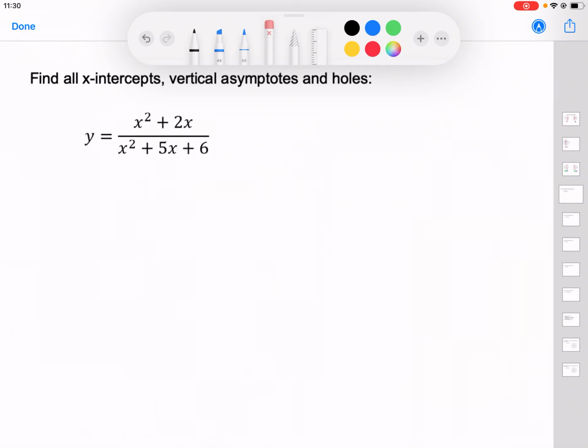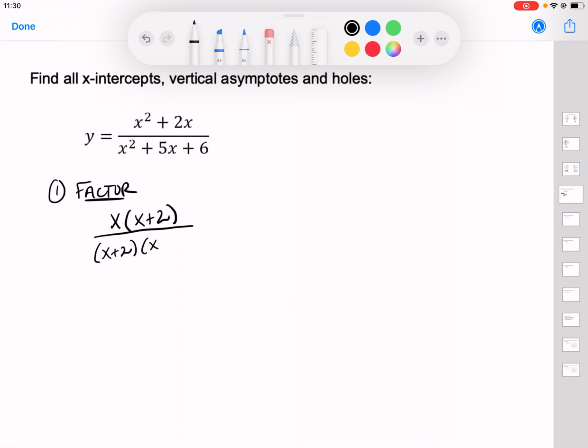After that brief introduction, let's get into the really nitty-gritty details of how to do this, because I'm not going to give it to you in factored form. So we're going to find x-intercepts, vertical asymptotes, and holes for this problem. First thing you're going to want to do is factor, because we need it in factored form. So the numerator, I can factor out an x, and then you have x plus 2. The denominator, we just find factors of 6 that add up to 5. So that'd be x plus 2 and then x plus 3.